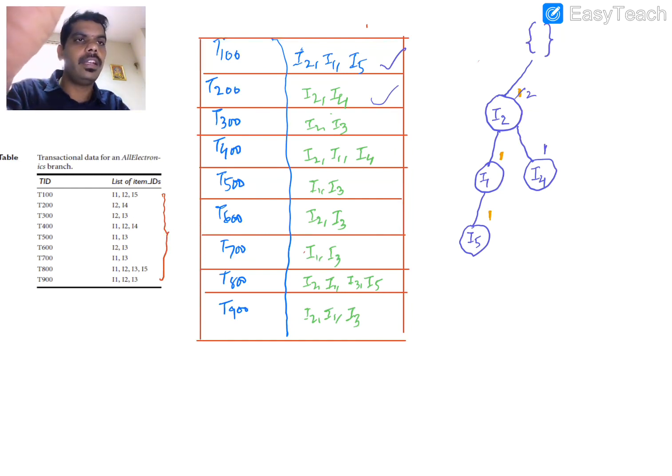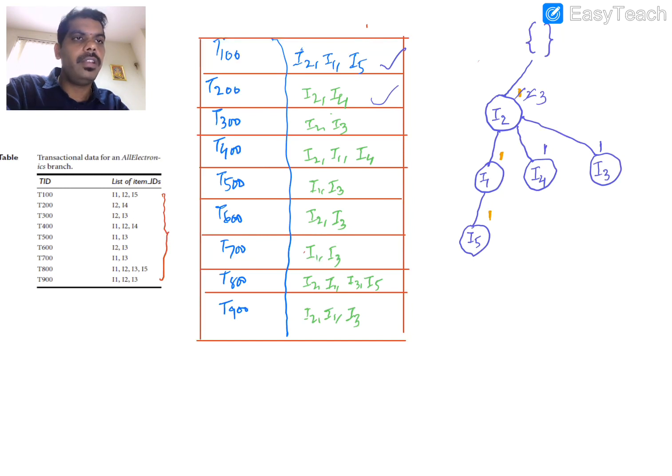And the next, third transaction, I2, I3. Again I2 is there, so you have to construct I3, right? And now again I am going to count the frequency, I2, I3. I2 thrice and I3 once.